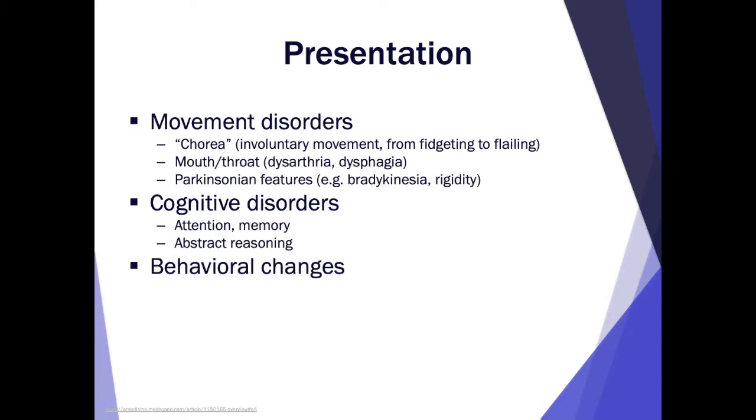In terms of behavioral changes, depression is quite common, although it's difficult to tell whether this is due to the disease or due to the knowledge that they have a progressive illness. Other disorders such as bipolar and obsessive-compulsive have also been noted in patients.